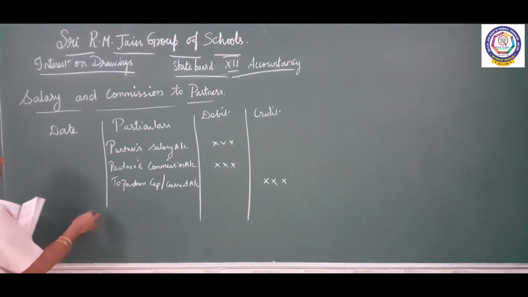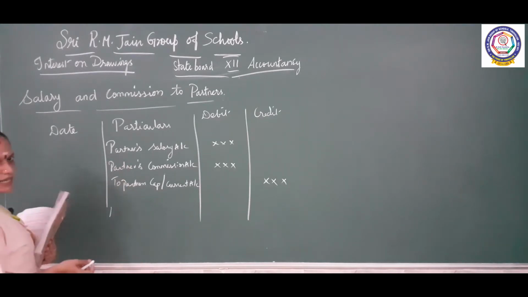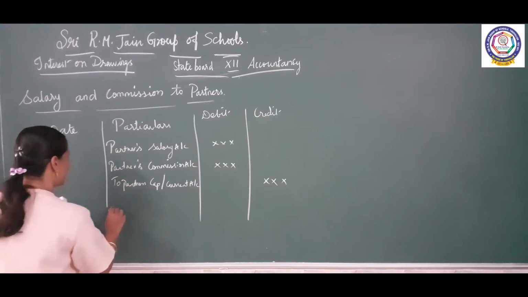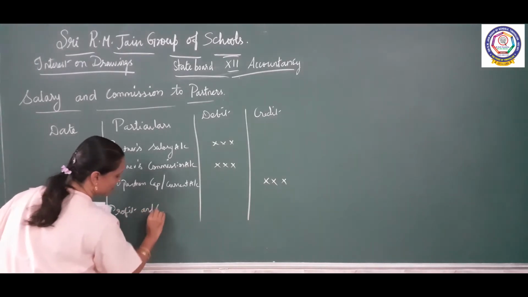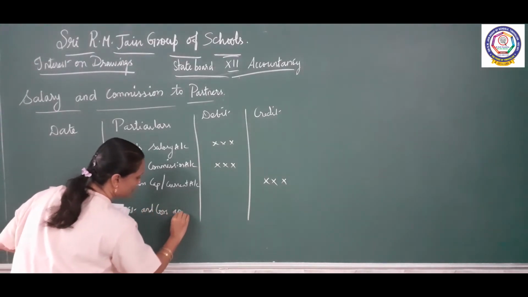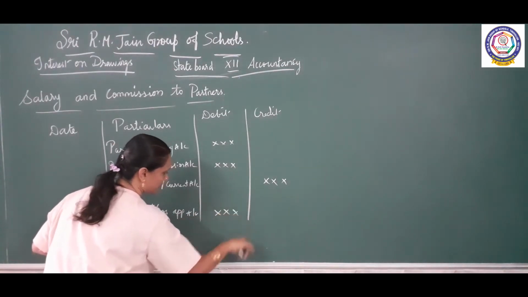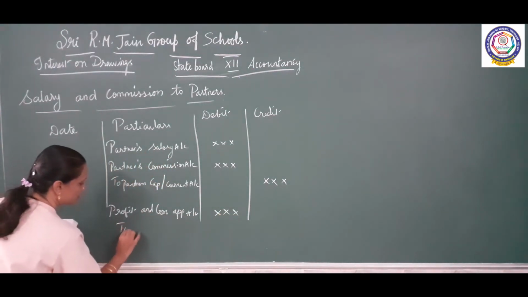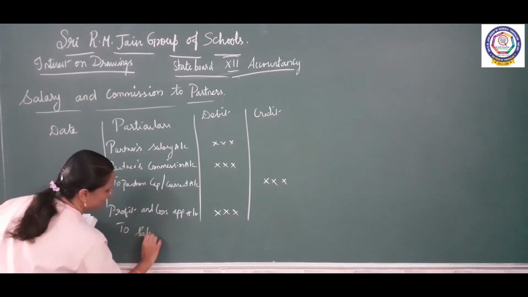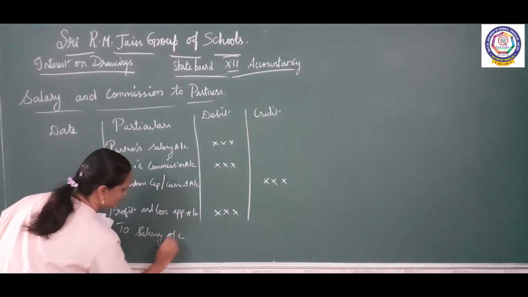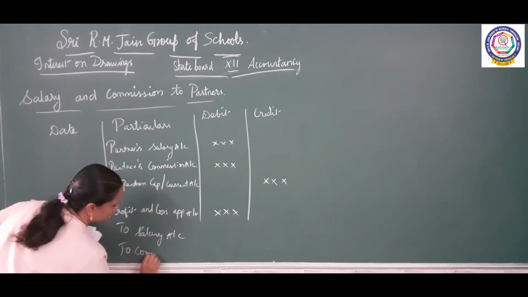Okay, and then this one you have to transfer to the closing account, the profit and loss appropriation account. So that amount you have to write here, and then to salary account, and then to commission account.